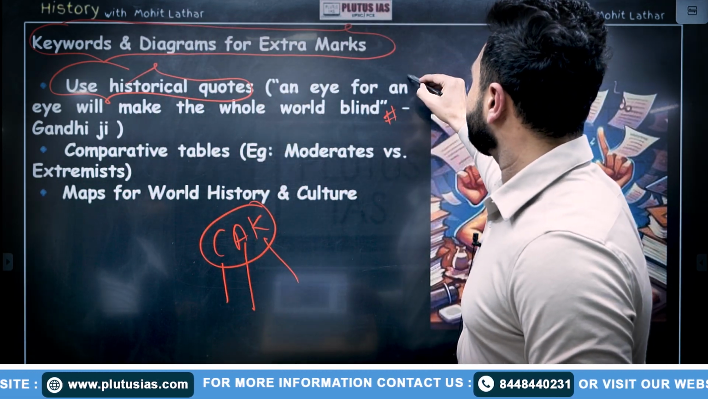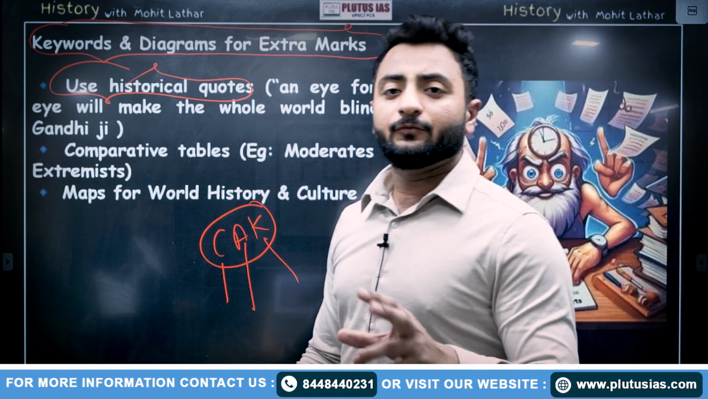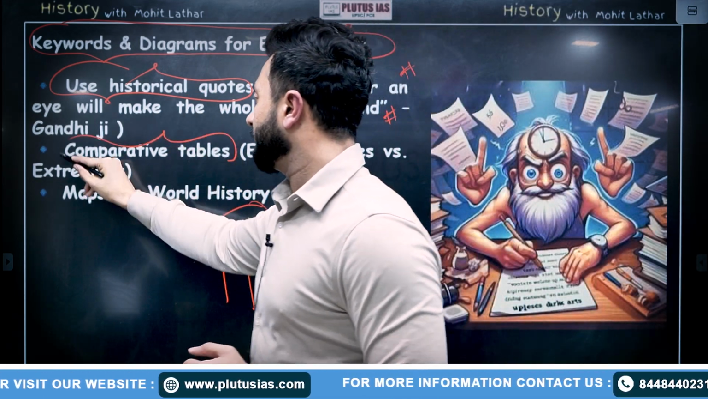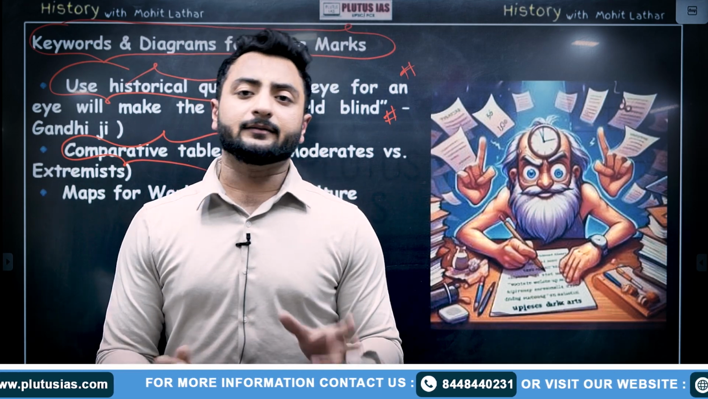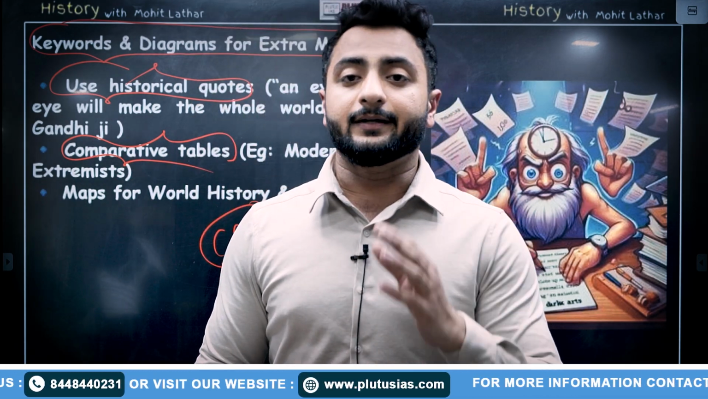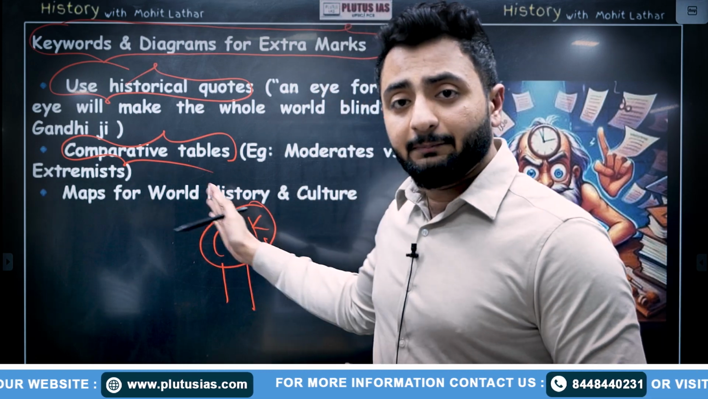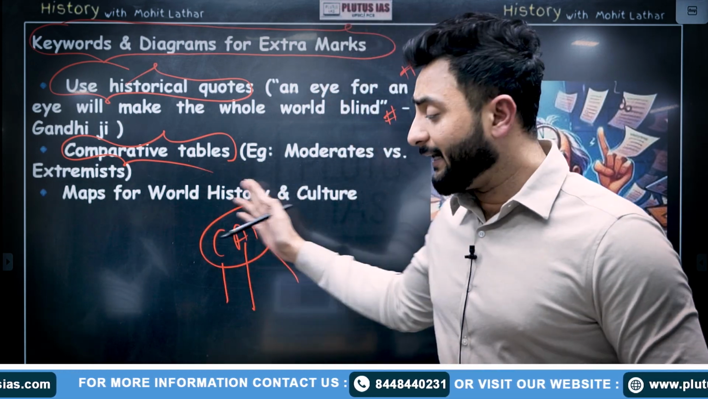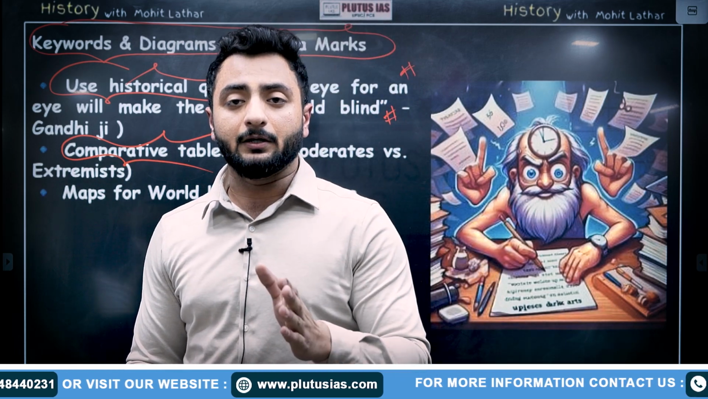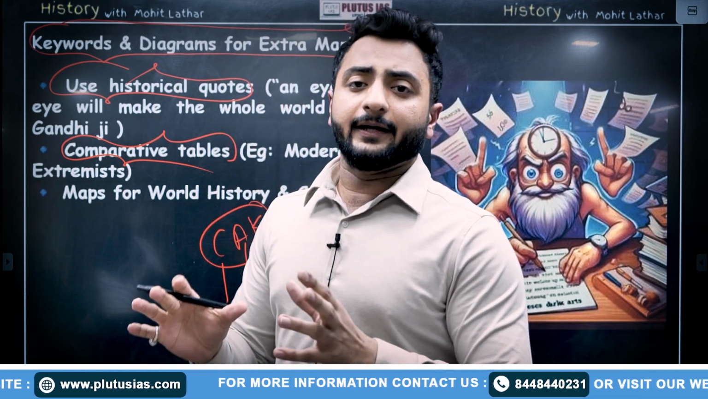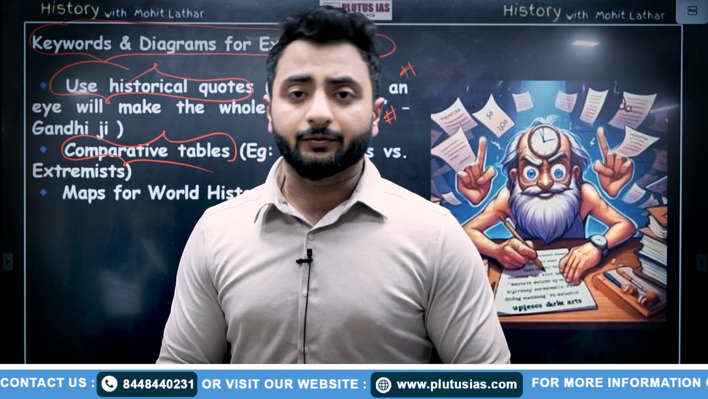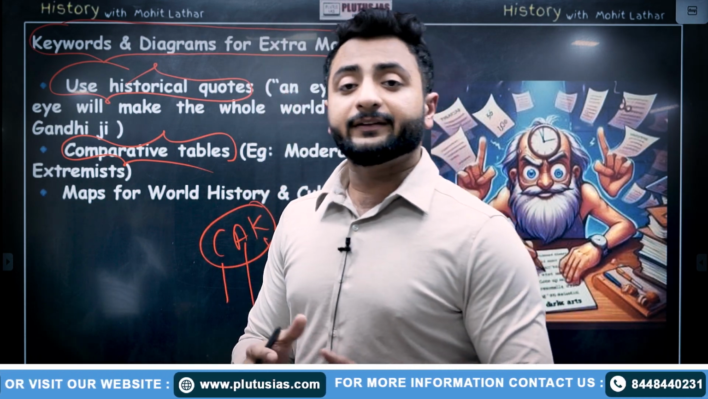Moving back to our keywords and diagrams for extra marks, you can use quotes, and you can use comparative tables. If there is a question asking you to compare and contrast moderates and extremists, and how they helped in the freedom struggle of India, you can use a comparison table where you compare them on the basis of the nature of their revolt, what their demands were, where they were active, and what their procedures were.